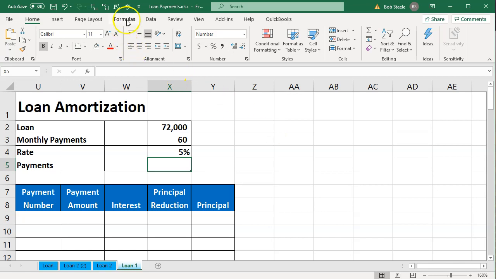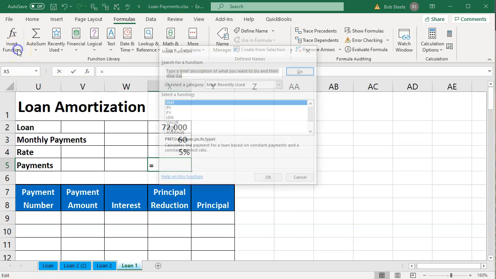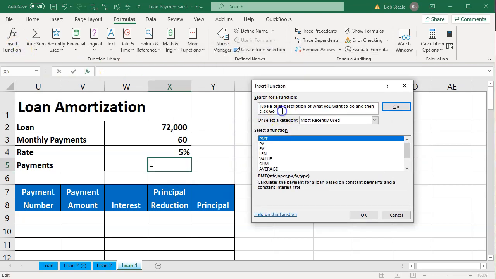So this is a common formula to use. Let's just take a look at it. One way you can get there is to go to the formula tab over here, and we can go to insert function, which will give you a format box that kind of helps you out with the payment. And then I'm going to type in what I'm looking for here. I'm going to say loan payment. That's what I want to calculate, loan payment.